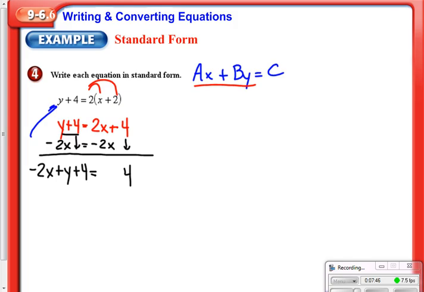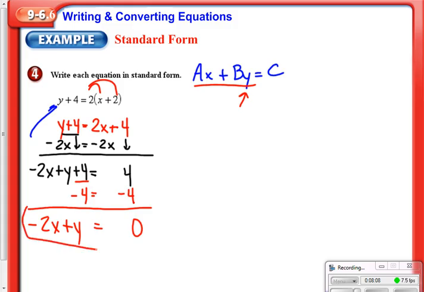Still not in that order, because I still have over here a positive 4. Notice there is no constants on that side, so I need to get rid of it by subtracting 4 from both sides. After I subtract 4 from both sides, I get -2x plus y equals 0. This is in standard form.